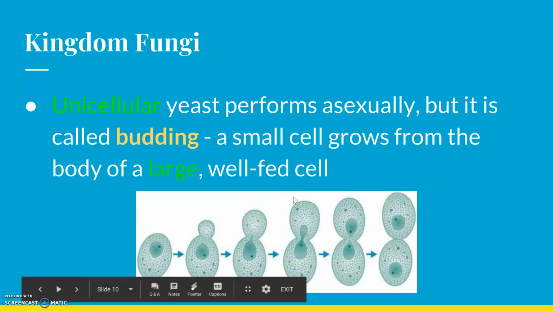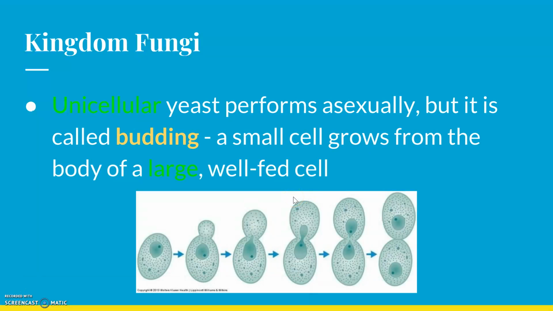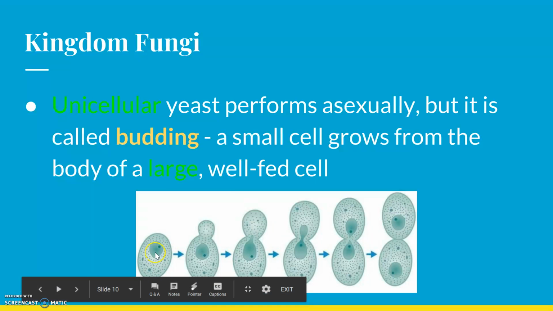Now, yeast are tiny, they're unicellular, so they need to reproduce in a different way. It's similar to how bacteria reproduce, except they call it budding. Remember, in bacteria it was called binary fission. Well, in yeast it's called budding. It's when a small cell grows from the body of a large cell. So you can see here we have one yeast cell. And then it starts to grow this tumor. And then the tumor gets a little bit bigger. And then some of the nucleus gets shoved over into this tumor. And then it gets almost the same size, and then boom, you've got two new cells.